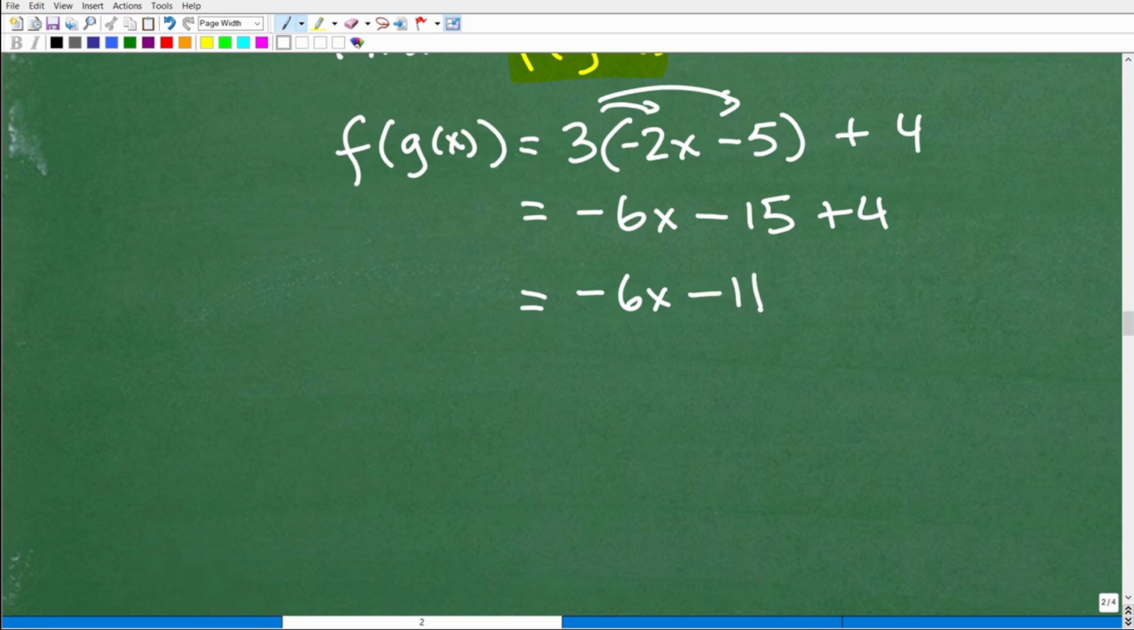Let's see here. Everything looks pretty good to me. Of course, if I made an error, let me know in the comment section, but I don't think so. But do I make errors?